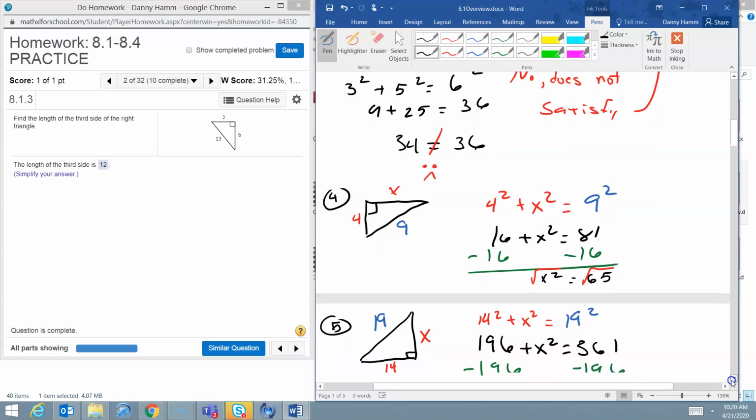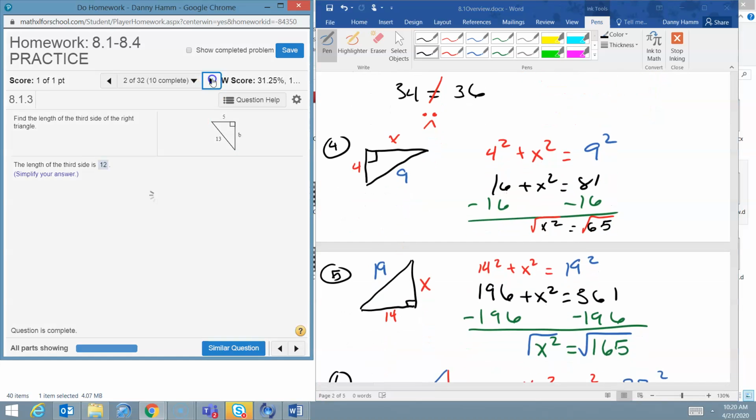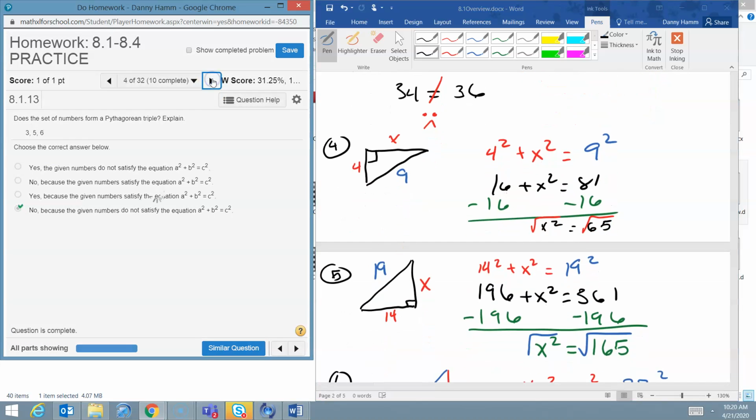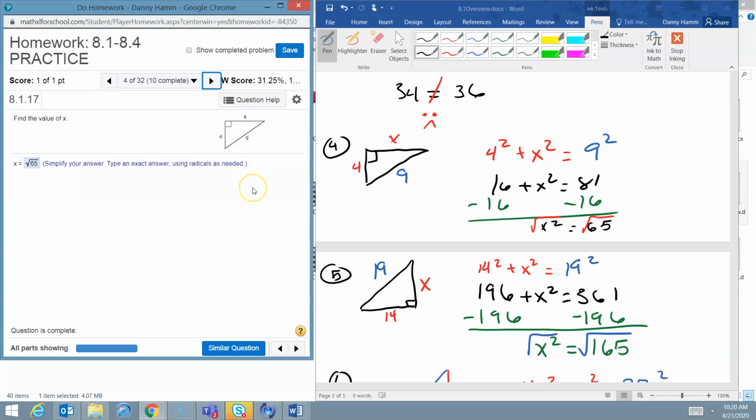Number 4 is very similar to number 2, except this time we're not going to get a perfect square. So that's the only difference. The setup is the same. Our red legs are here, our hypotenuse is by itself. We set it up, and I get the square root of 65. I am done. It's not asking us to round this, it wants an exact answer. Therefore, we leave it as the square root of 65.